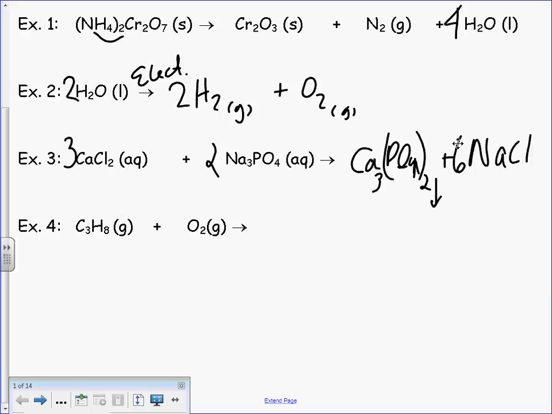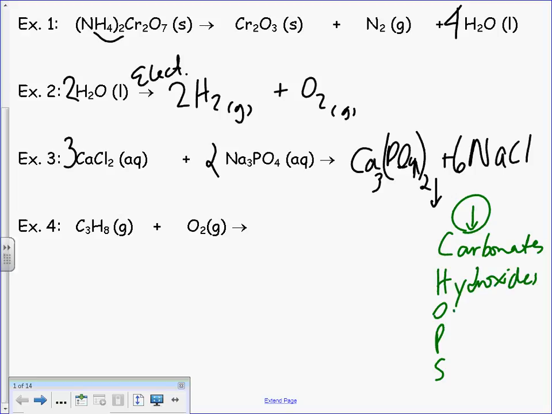But the things that are insoluble are CHOPS. Okay? Carbonates generally are insoluble. These are precipitates, okay? Hydroxides, oxides, phosphates, and sulfides. CHOPS, okay? Those are generally your insoluble ones. There are exceptions to each of these rules, but I'm not going to hit those just yet.